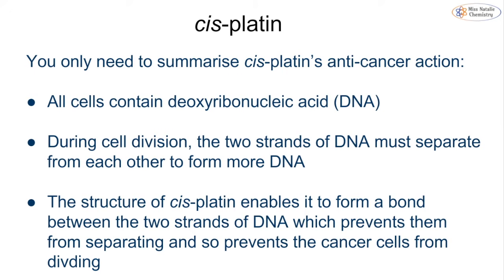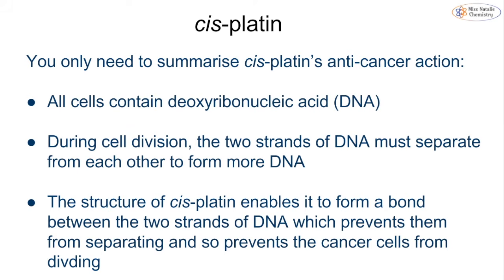So we know that all cells contain DNA, and during cell division, 2 strands of DNA need to separate to form more DNA. And again, if you're a biologist, you should know this. The structure of cis-platin allows it to form a bond between the 2 strands of DNA, which prevents them from separating. So what it actually does is it takes the cancer cells that want to try and separate the DNA to form more, and it stops it. It pulls those 2 strands of DNA back together so that it can't replicate. And when it can't replicate, the tumour or the cancer cannot grow or spread.